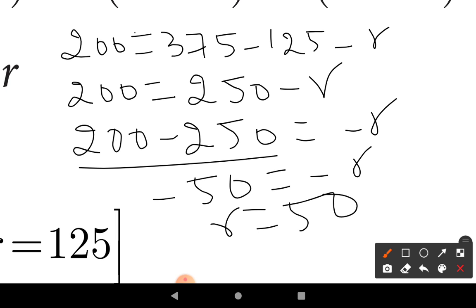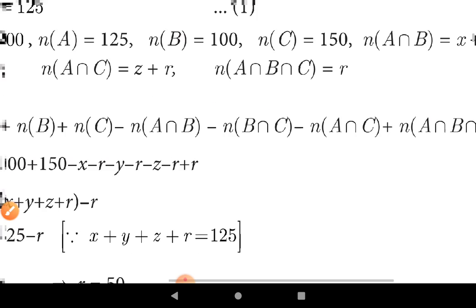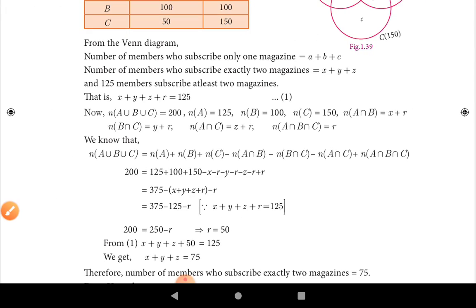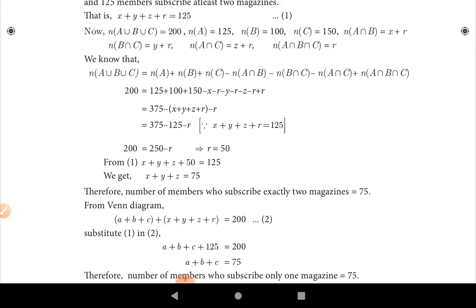Okay, so now I hope you understood the steps. If you didn't understand, just pause the video and go through the steps. Now r is equal to 50. Now we have found r. Now what are the questions? What is the value to find?